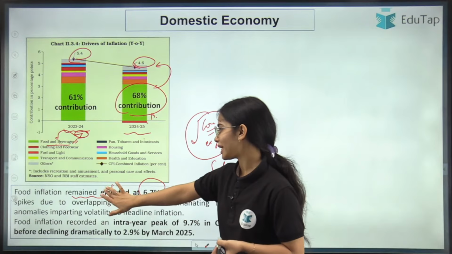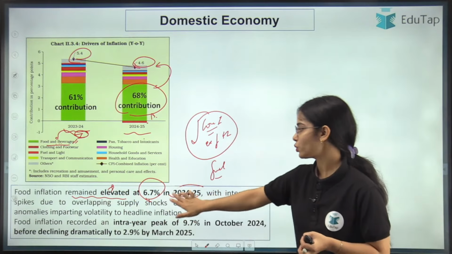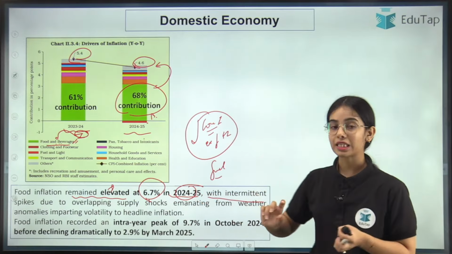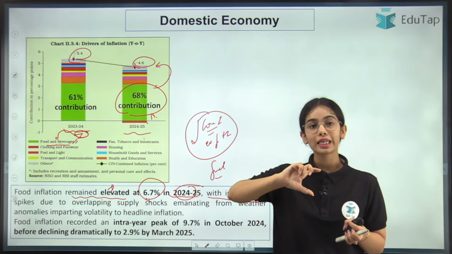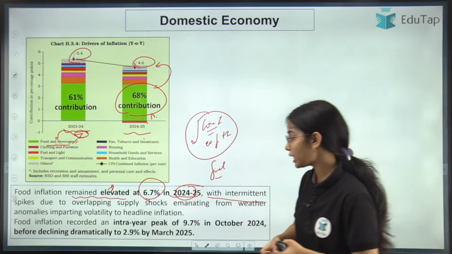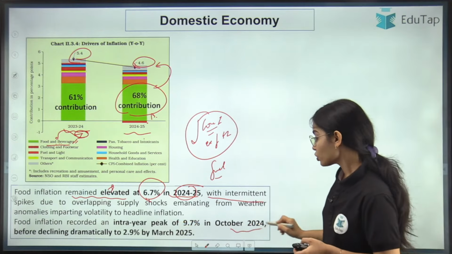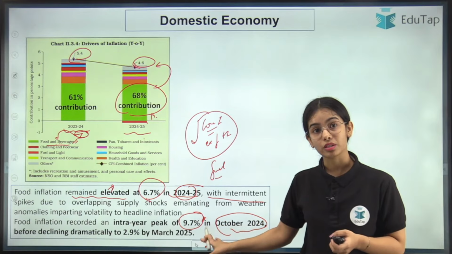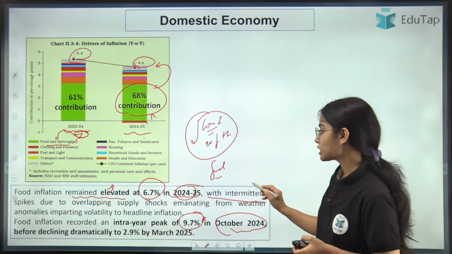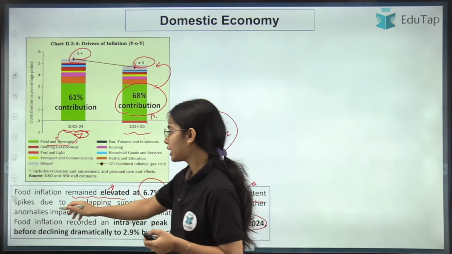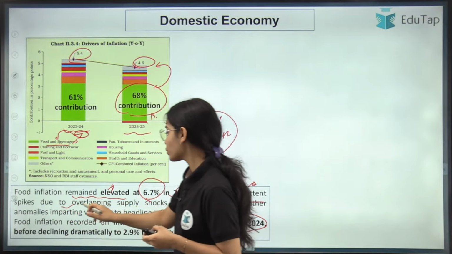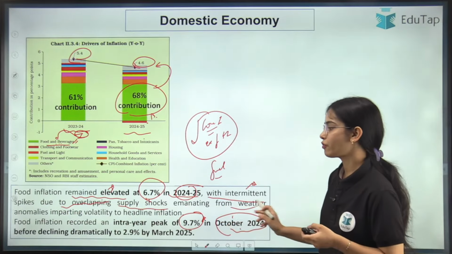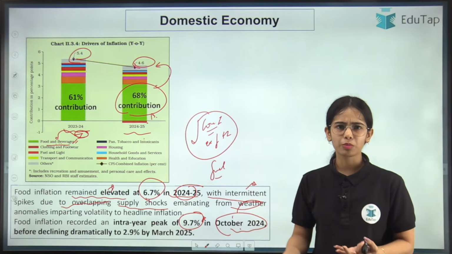Food inflation remained elevated at 6.7% in 2024-25 with intermittent spikes. What was happening was that food inflation suddenly increased very much. In October 2024, the food inflation was at its peak of 9.7% in the year. There were intermittent spikes in the inflation rate due to overlapping supply shocks emanating from weather anomalies. So weather problems were coming.